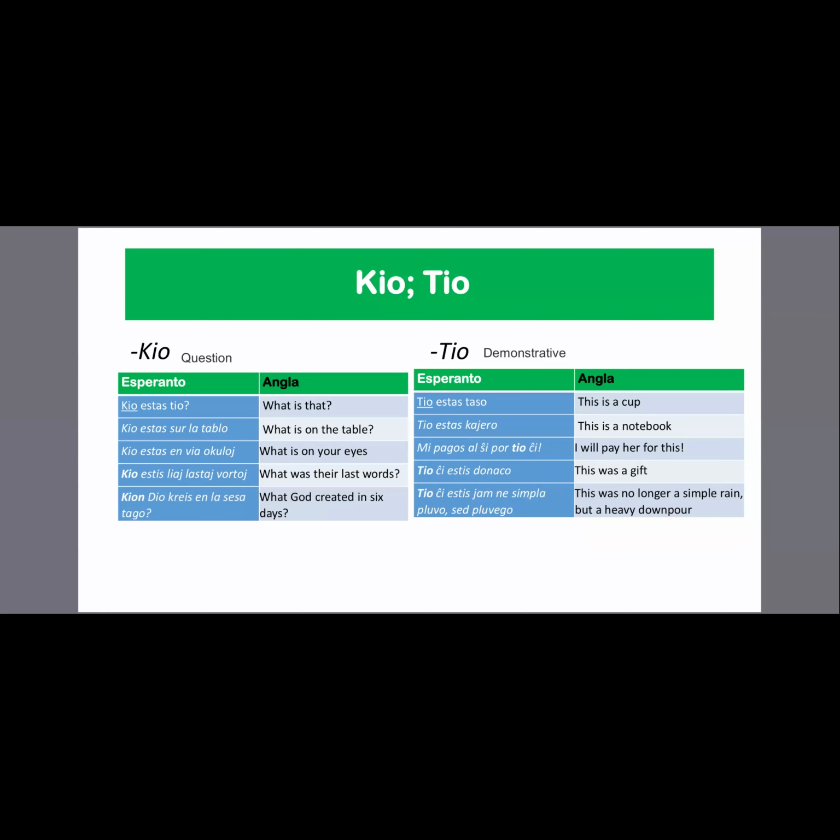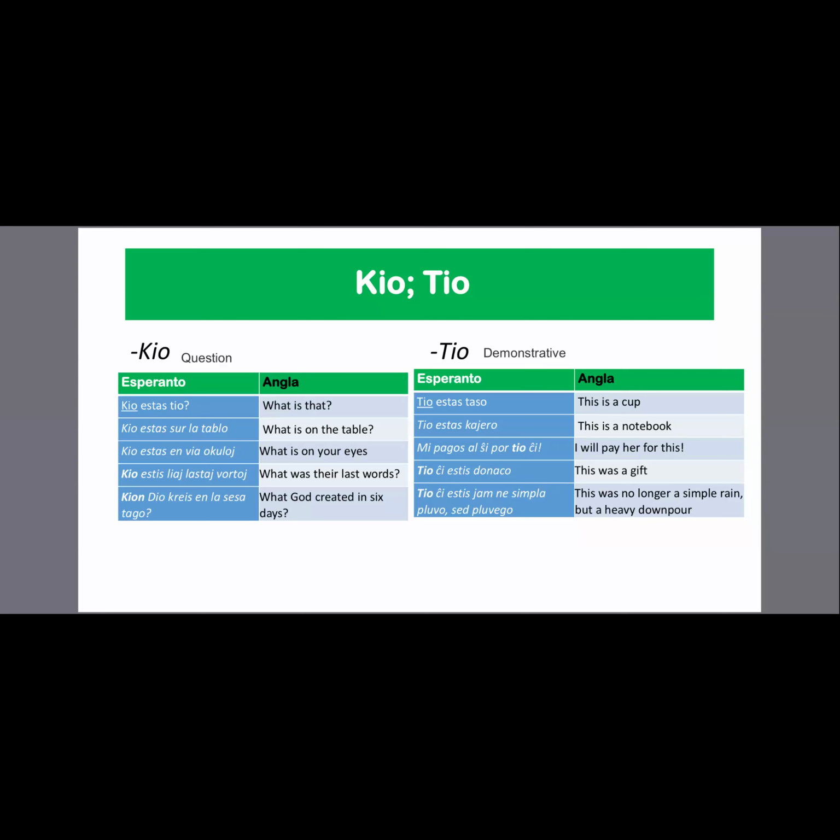I think you might understand how we can use kio when you are asking a question. I repeat, we use kio when we are targeting things. We cannot use kio when we want to ask about time, quantity, quality, way, something like that. We specify that kio is used when we are just targeting things.